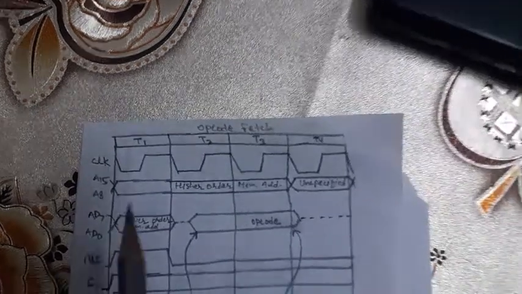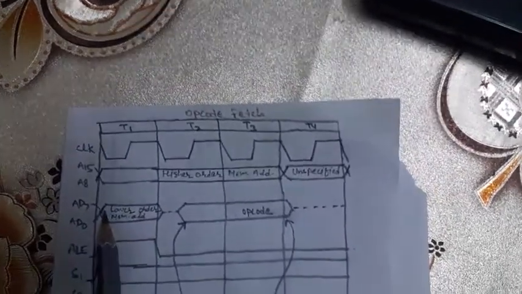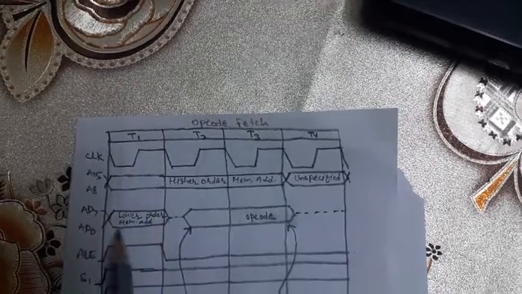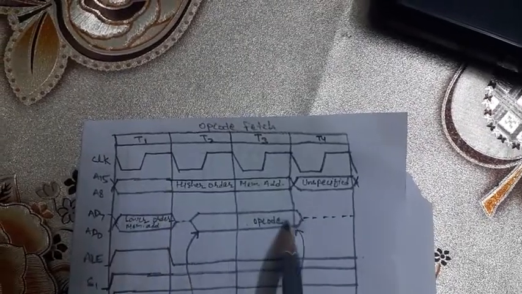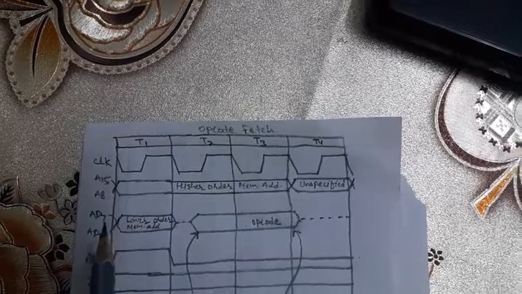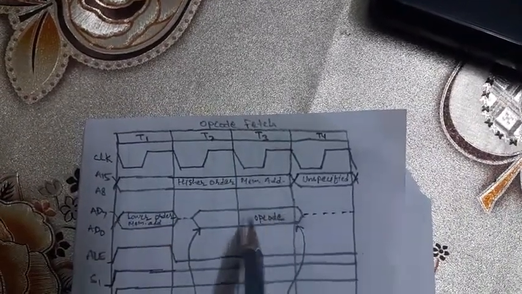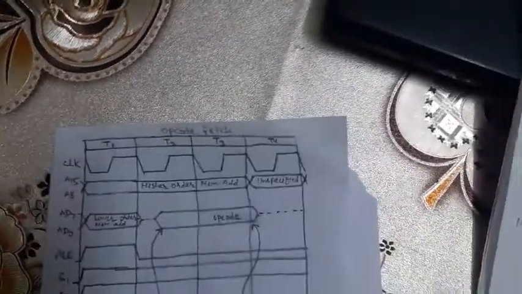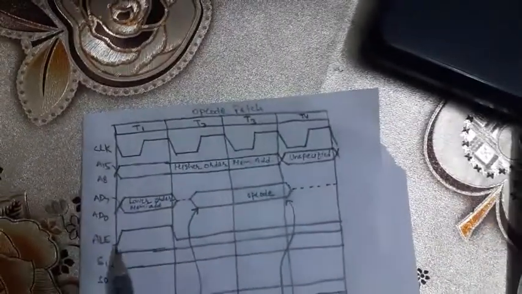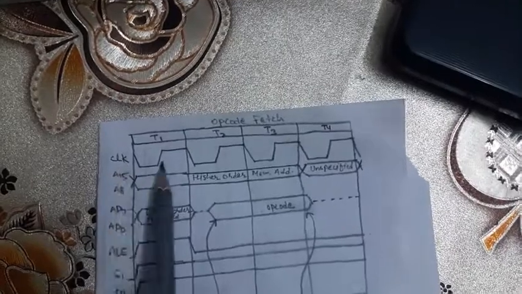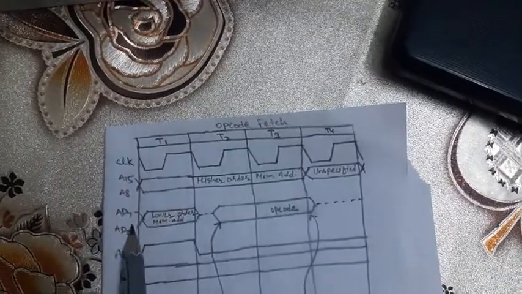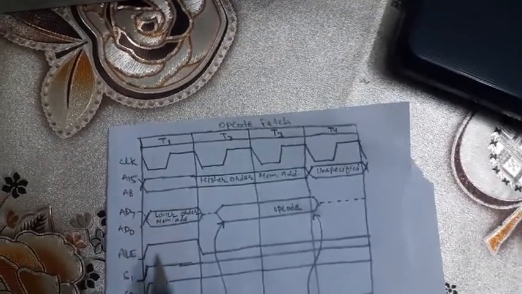So in this way, the lower order memory address will be available for all the 3 T states, but in this diagram it is shown for 1 T state, and the remaining 2 T states it is provided by the latch. Now we have completed this clock, higher order memory address, lower order memory address, and ALE signal.